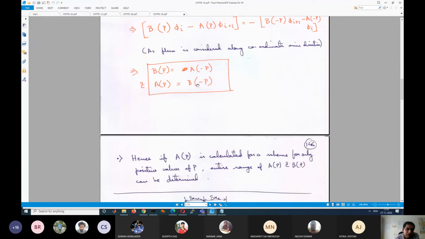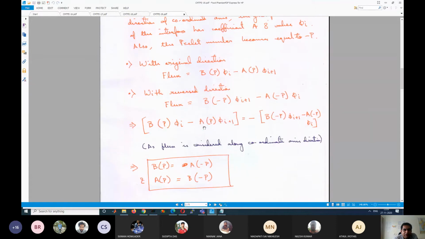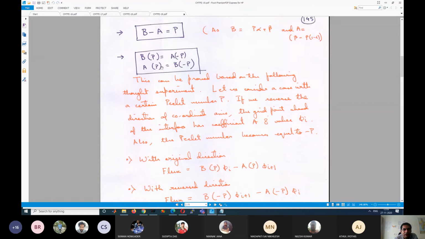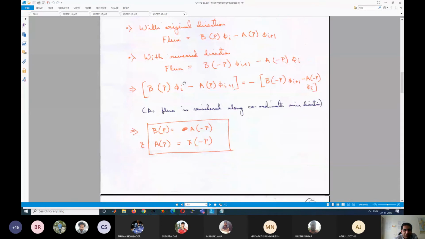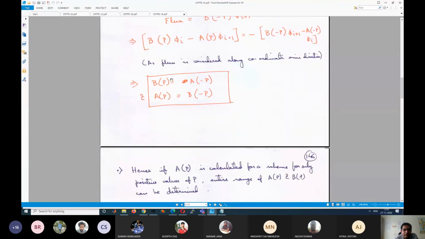Once you get the equation for B for the negative values of P, you can just find the equation for A for the negative values of P by using this expression, that A is equal to B minus P. Just by using that parameter, you can find all the A values for the negative direction also. Similarly all the B for the other direction.